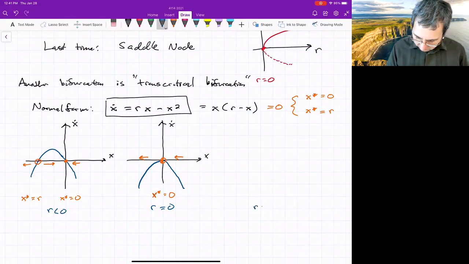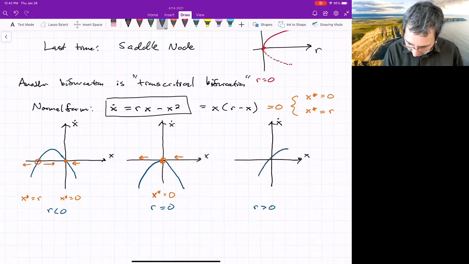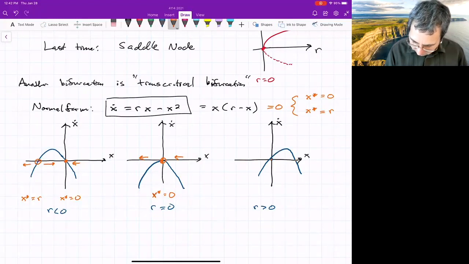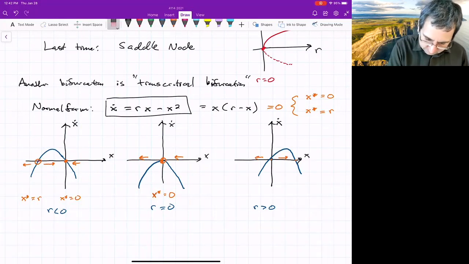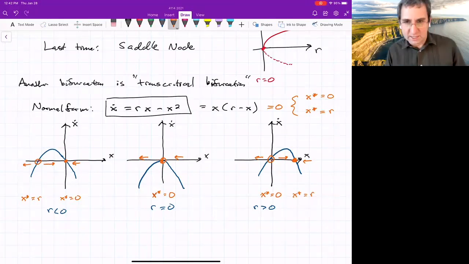And then what about r greater than 0? What do we get for that? This will be a parabola, again opening downward, so concave down. Now it's on the right side, so it's going to look something like that. It intersects 0, so we've got a fixed point there and a fixed point here. Let's plot the arrows that tell us the direction the flow is going. Going this way. So again, the one on the left is unstable and the one on the right is stable. This is x star equals 0 and x star equals r, because 0 always has to be an equilibrium, but in this case, r is positive.